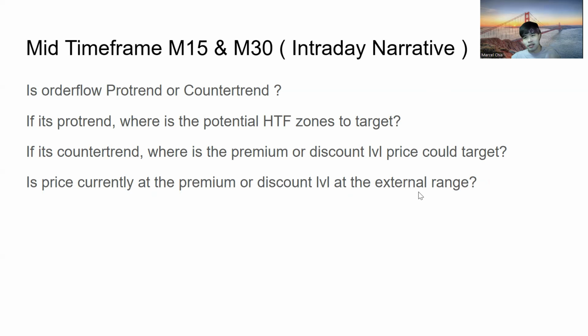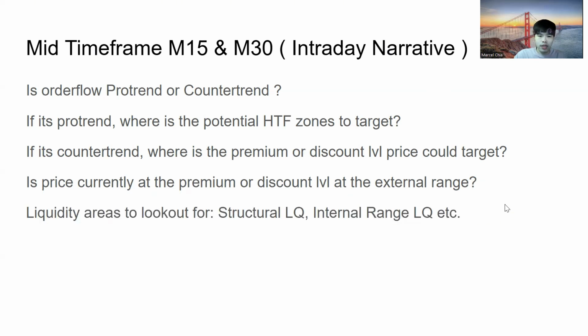So we'll basically see what the external range is and what our potential risk reward is from there. Next are our liquidity areas that we can look out for, be it buy or sell side liquidity. Namely, the two that we can look out for are our internal range liquidities within the external range itself, or any structural liquidity that markets could target first before moving where it needs to go.